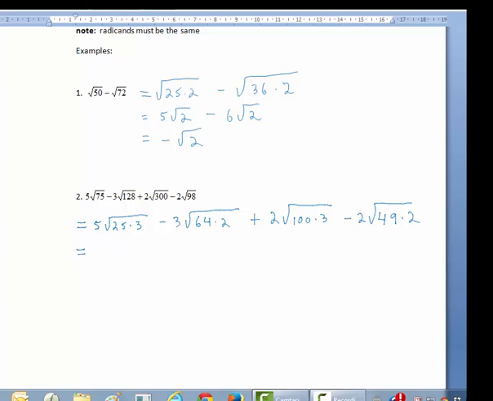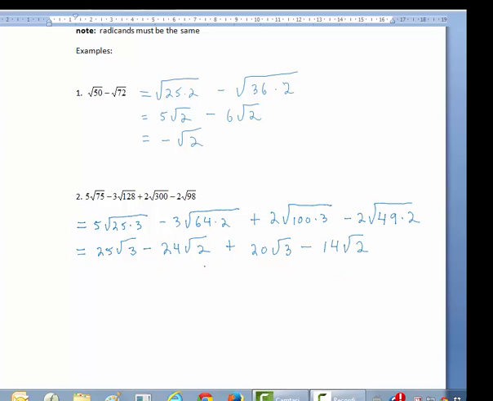When we take the square root of 25, it's a 5, it's times 5, not plus. So it's a 5 times 5, it's going to be a 25 radical 3 minus square root of 64 is an 8. 8 times 3 is 24 root 2 plus square root of 100 is 10 times 2 is 20 root 3, and minus, over here we have the square root of 49 is 7 times 2 is 14, it's minus 14 root 2.